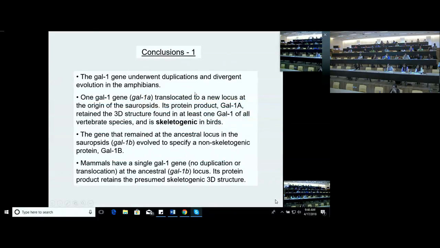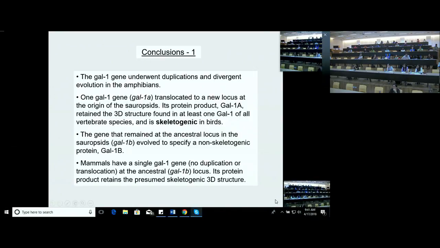Okay, and the conclusion of this analysis, and I'm only showing you a little bit of it because it's quite complicated, do you see a word slide now? Yes. Okay, galectin 1 gene underwent duplications and divergent evolution in the amphibians. One of the galectin 1 genes translocated to a new locus at the origin of the sauropsids. The sauropsids are the birds and reptiles.